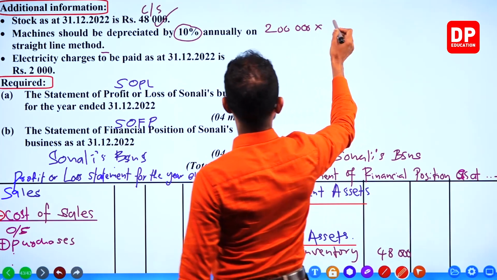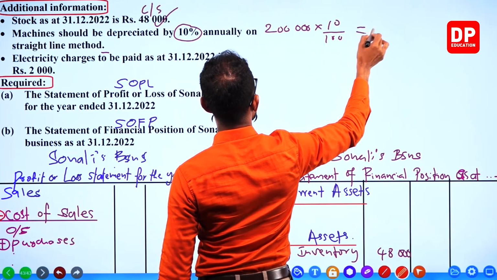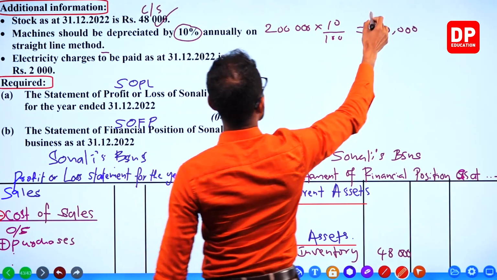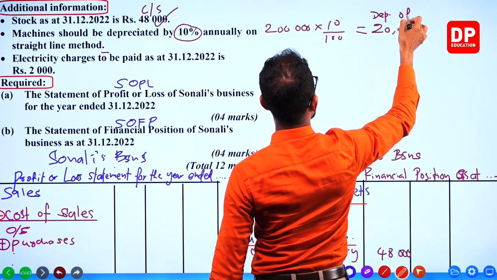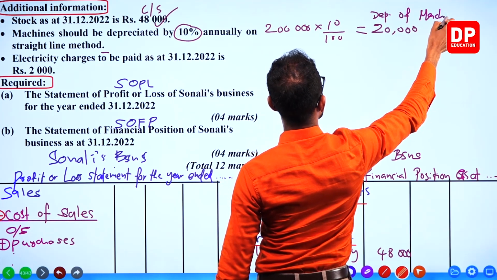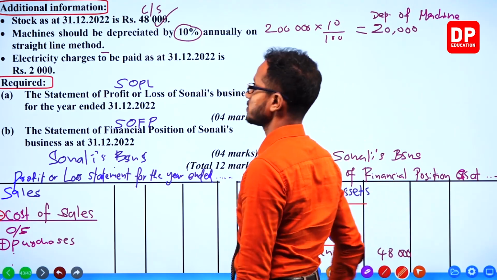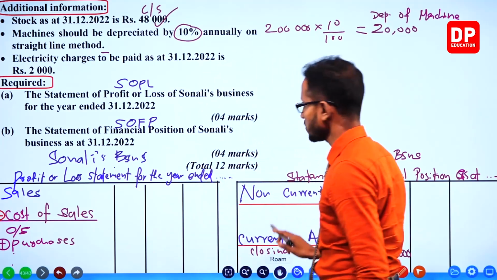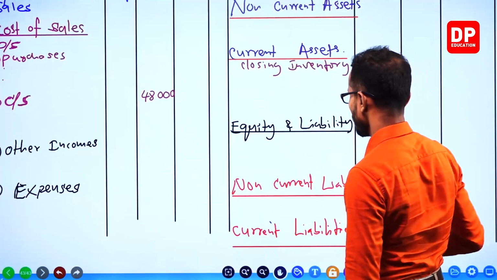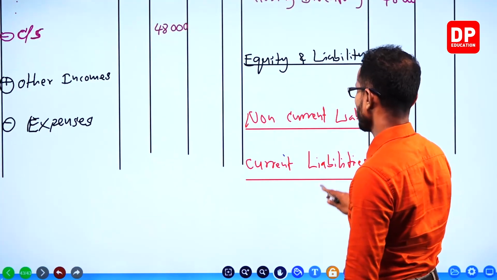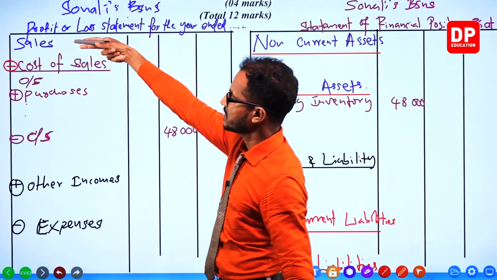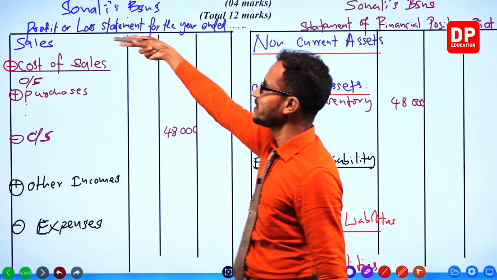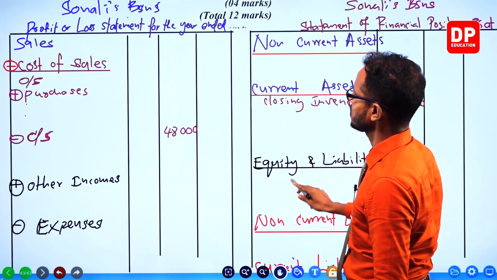200,000 multiplied by 10%, that becomes 20,000. This is the depreciation, 20,000, depreciation of machine. Where do you put that? Just like before, income statement first. But where in the income statement? I'm always saying income statement. It's the profit or loss statement, okay? Profit or loss statement first. Where in the profit or loss statement?